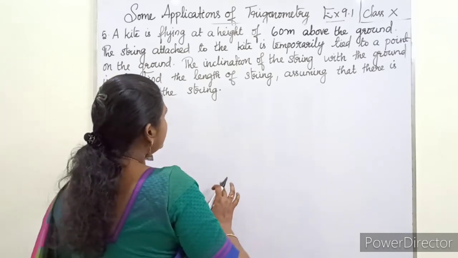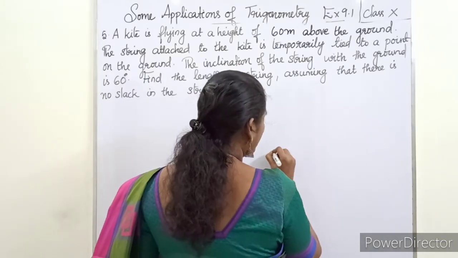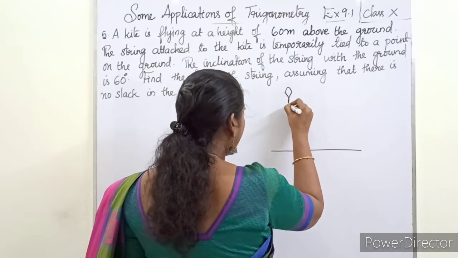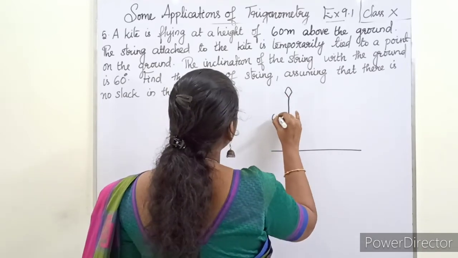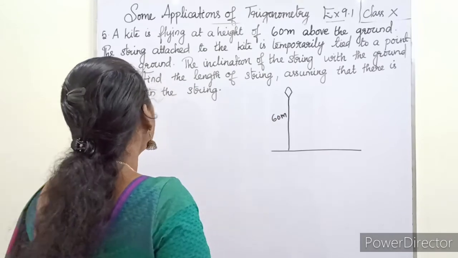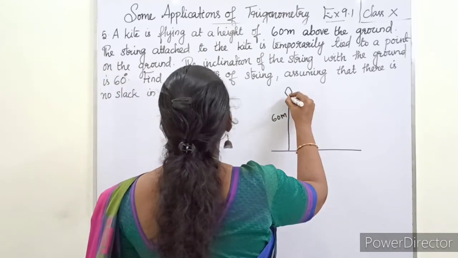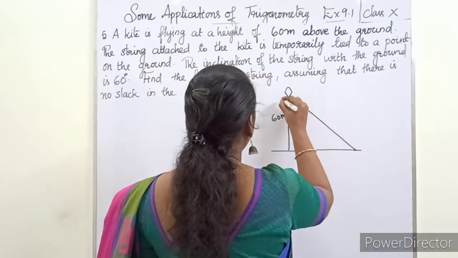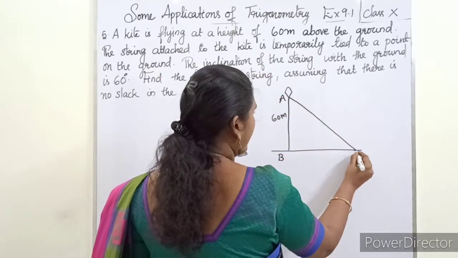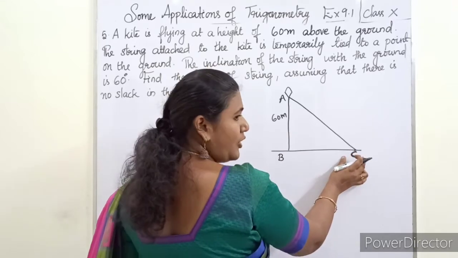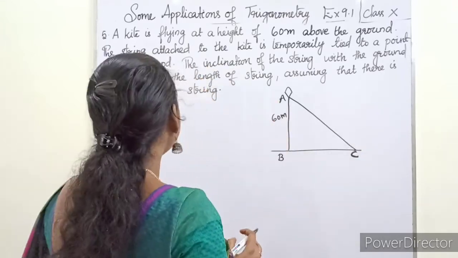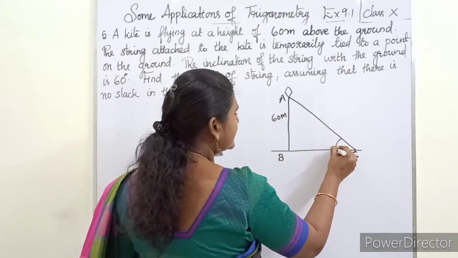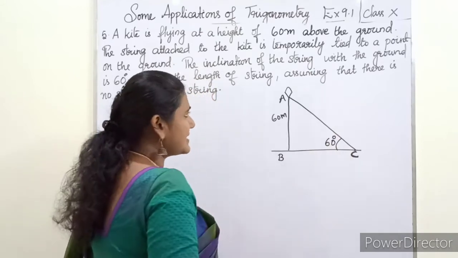So the question is, this is the ground level, and here we have a kite. So the kite is at a height of 60 meter from the ground and a string is attached to the kite, temporarily tied to a point on the ground. So I'll denote this as AB and this point is the C on the ground where the string is tied. And this inclination of the string with the ground is 60 degrees. So this angle is given as 60 degree.